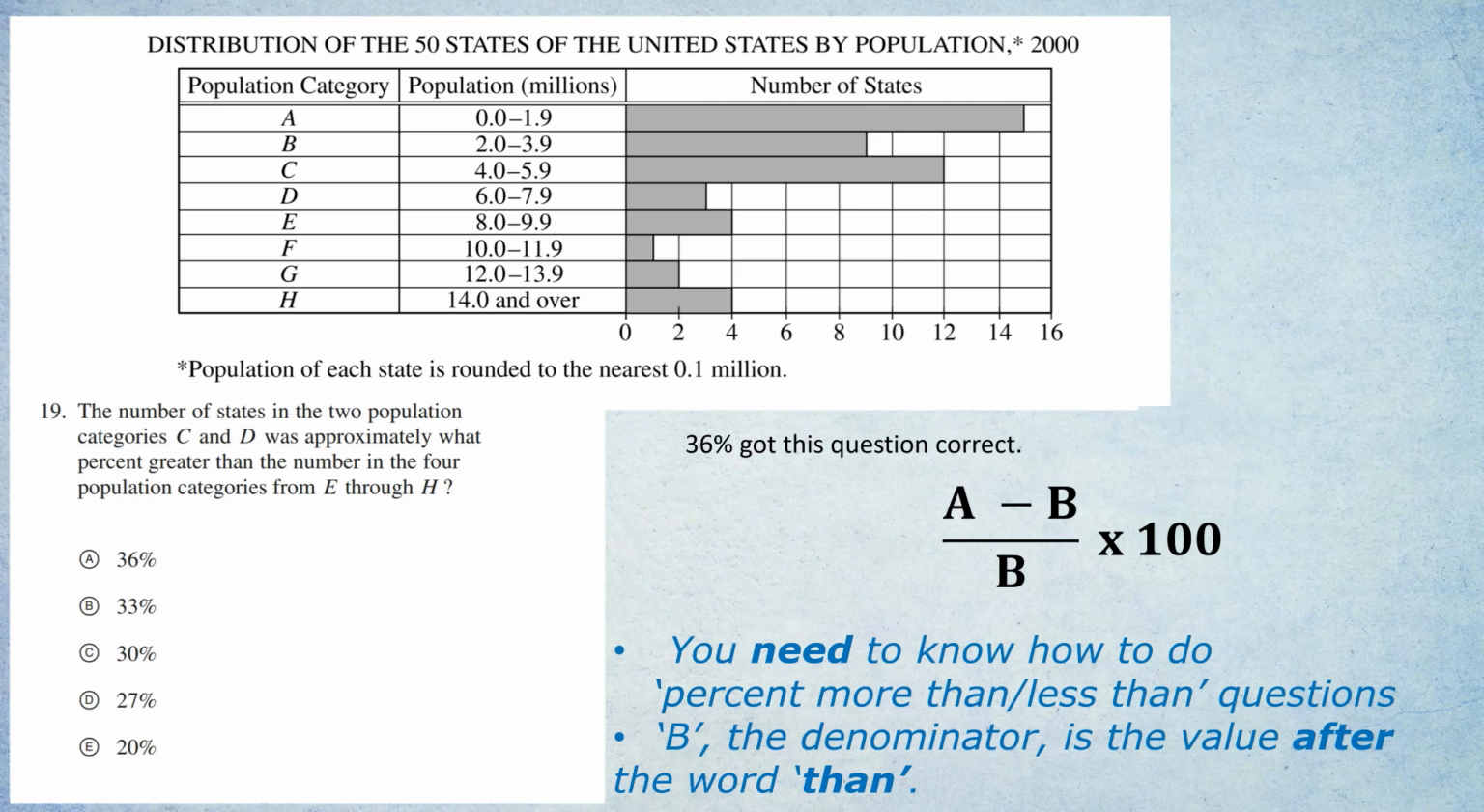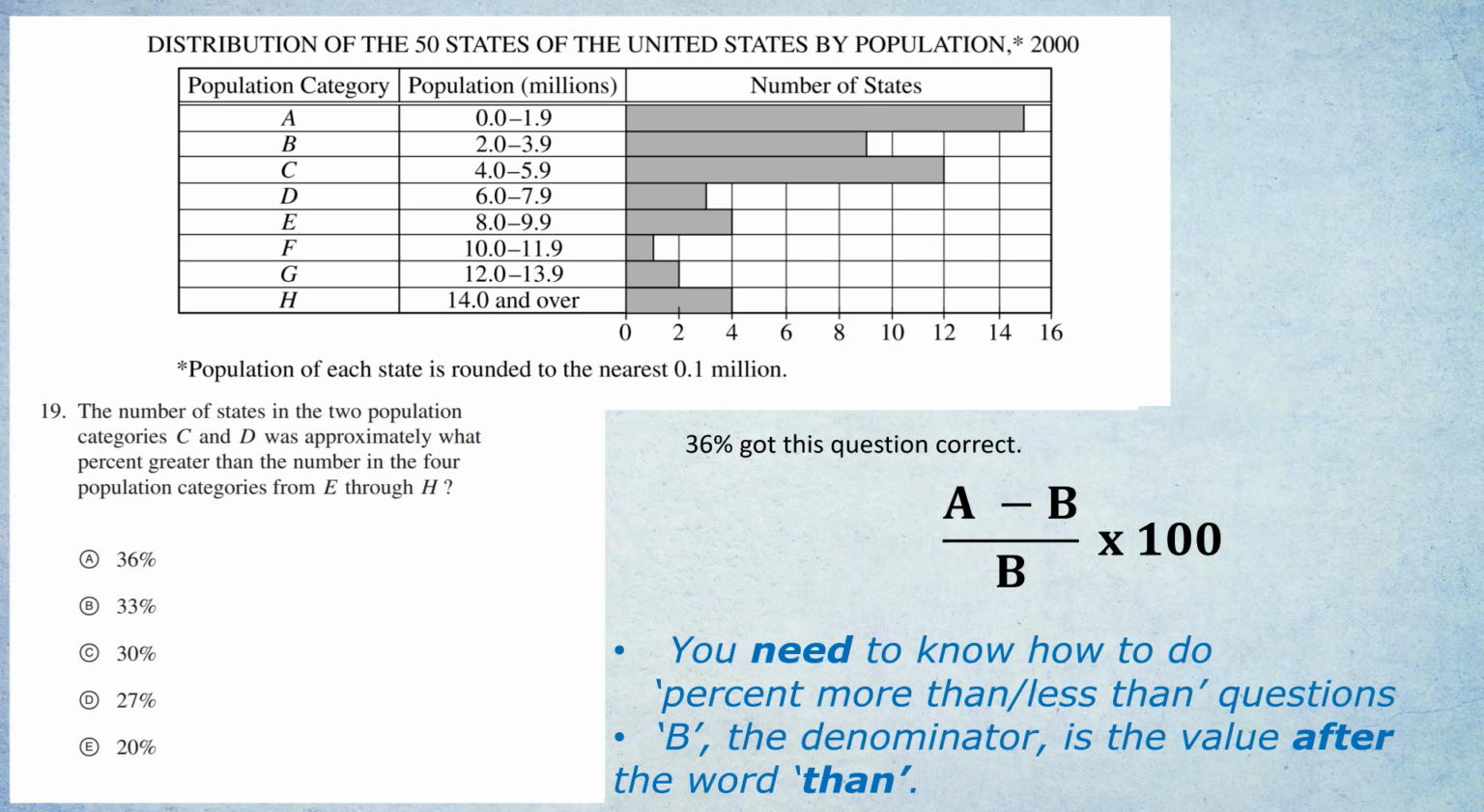Which of the two values, 15 or 11, was named after the word "than" in the question? After the word "than" in the question, we had the number in the 4 population categories E through H, which was 11. So 11 is our B. The number that is named after the word "than" is your B. That's what you divide by.